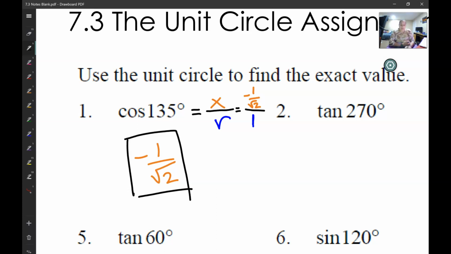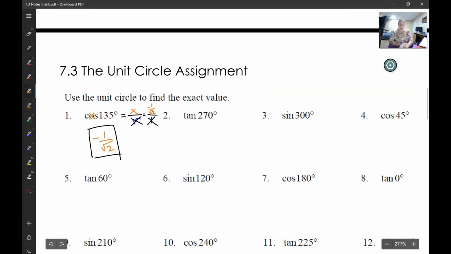So really what we can get at is this definition of x over r. When we're talking about the unit circle, r doesn't matter because on the unit circle, r will always be 1, and dividing by 1 never changes anything. So we can really just remember that cosine is my x value. So let's do another example of this.